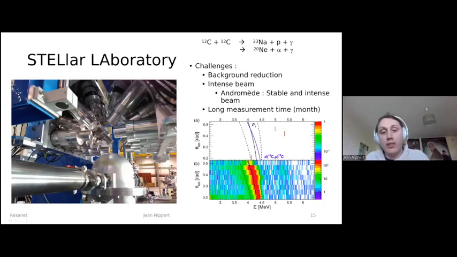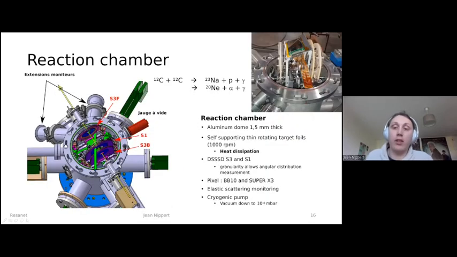So now the charged particles are measured inside this chamber that is closed by a 1.5 millimeter thick aluminum dome, and you can see on this scheme the yellow arrow that is basically the beam. It's crossing a target, a self-supporting thin rotating target foil that can go up to 1,000 rotations per minute, and that allows its dissipation because we need a really intense beam. We have 3 DSSSD, 2 S3 and 1 S1.